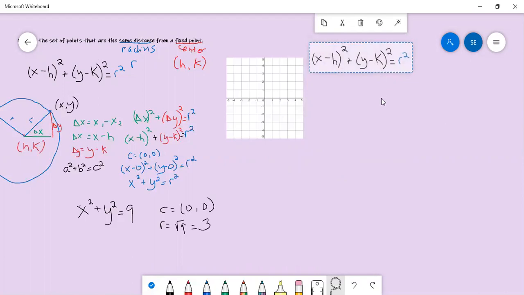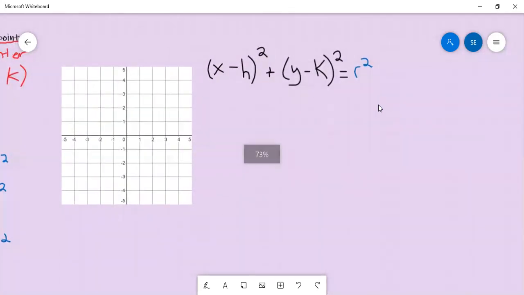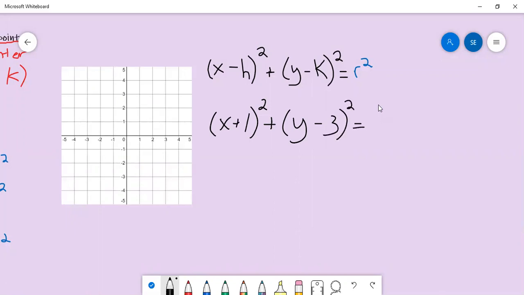Okay. So this is a general form of our equation. I'm just going to blow this up a little bit over here. If we have something that looks like x plus 1 squared plus y minus 3 squared is equal to 4. Okay, so this is our equation, and we want to graph this equation.